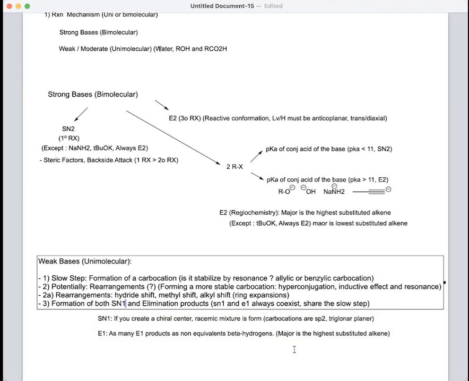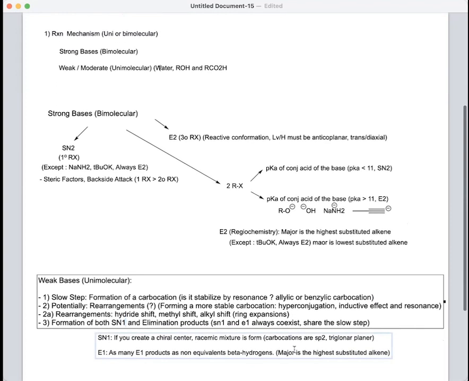So that's basically chapter 9. Does anyone have any questions with regards to this?